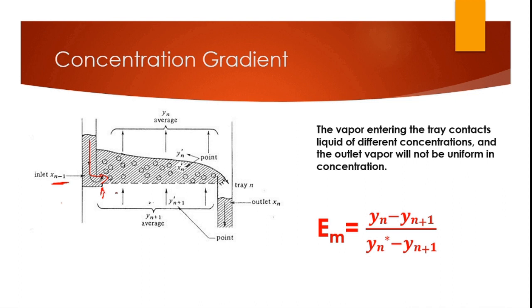When it traverses the entire length of the tray, the concentration of the most volatile component, which is 0.5 over here, will continuously decrease along the length of this tray, and by the time it reaches this junction, the concentration will be further lowered. It continuously gets lowered as it travels from one end to the other end.